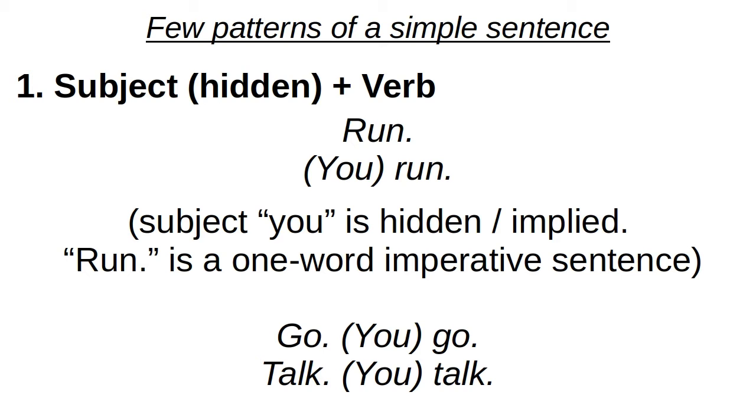Now the question remains, who runs, who walks, who sits, who talks? So the who is the subject, which is implied, which is hidden. You run, you talk, you walk. The you part is hidden, it is implied. It is not explicit, it is not visible. Similarly, go, talk, you talk. Understood? So we can have just the verb, which is actually a subject, which is hidden, and a verb.